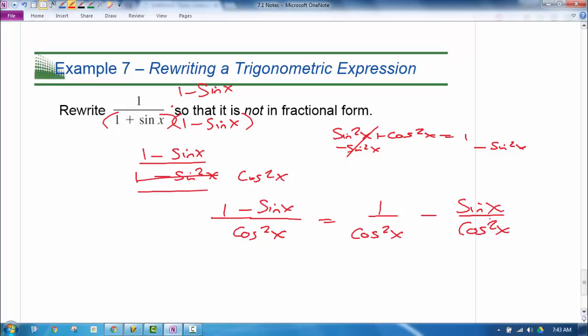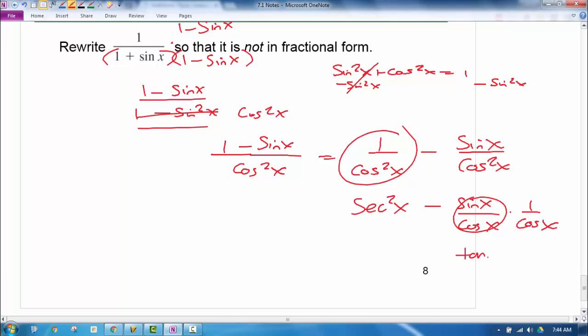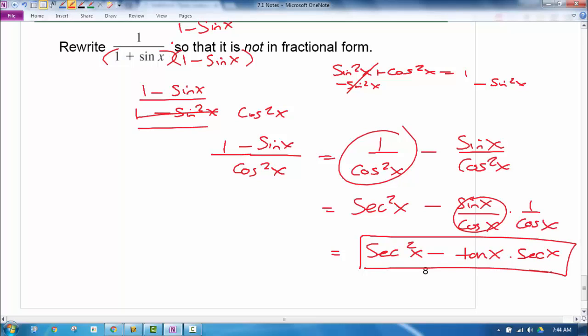So I'm going to try to rewrite this now. The reciprocal of cosine is secant, so I can make this secant squared of x. And I'll make this sine of x over cosine of x times 1 over cosine of x, because this is the tangent and this is the secant. I know that's confusing. We'll have to practice these things, but we didn't necessarily simplify this, we just rearranged it. And we got rid of the fractions and we have another trig expression, which is exactly identical to the original that we started with.